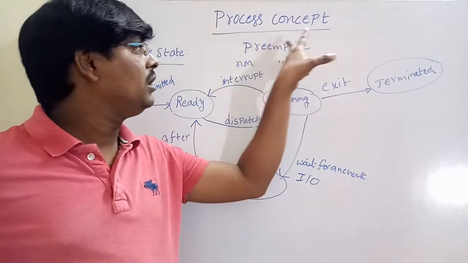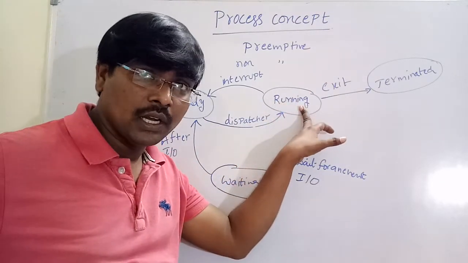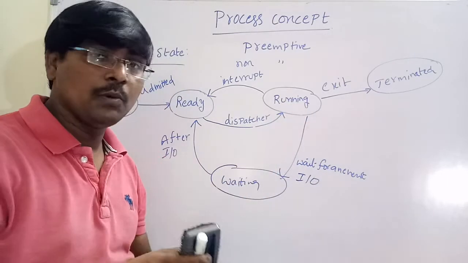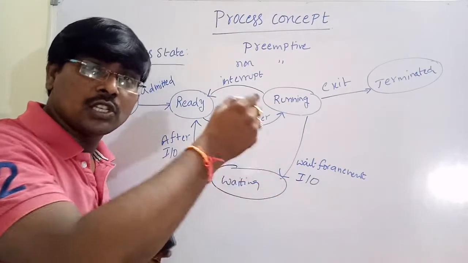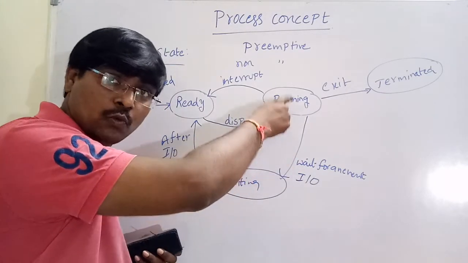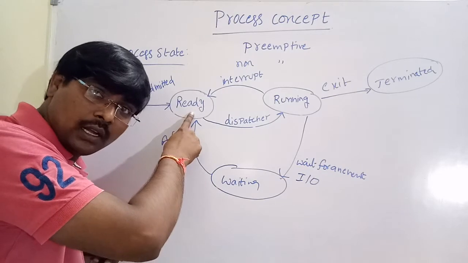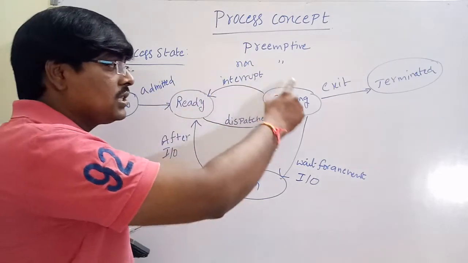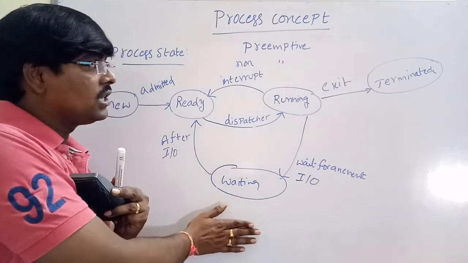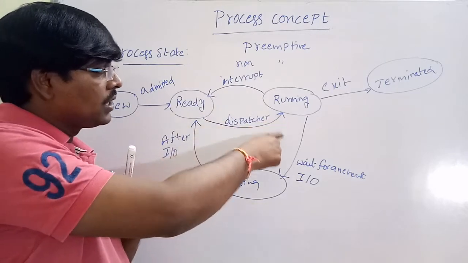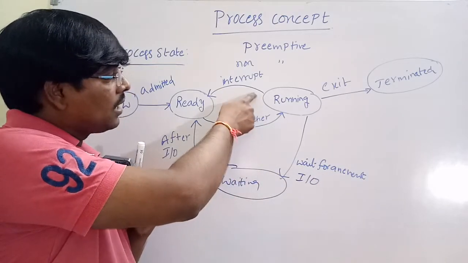But coming to preemption, when one process is in the running state, suppose a high priority process comes. Then we stop the execution of the running process, that process is moved to the ready state, and the high priority process enters the running state. That is called preemption. So this diagram represents a preemptive process state diagram. Why? Because here I am using an interrupt.